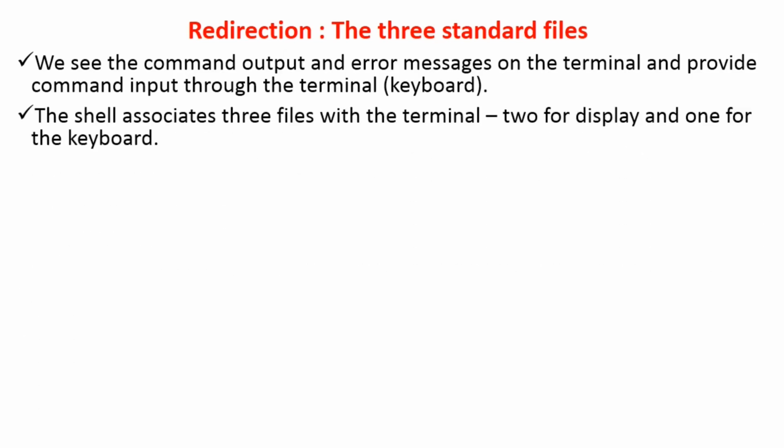Here the shell associates 3 files with the terminal: 2 for display and 1 for the keyboard. So in a Unix system there are 3 files available with respect to the terminal, 2 for the display and 1 for the keyboard. All these files are streams of characters, because it takes the input as characters, the output as characters and the error as characters.